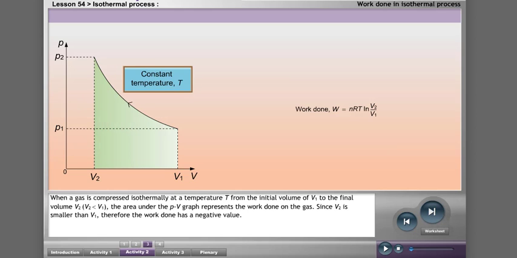When a gas is compressed isothermally at a temperature T from the initial volume of V1 to the final volume V2, V2 less than V1, the area under the PV graph represents the work done on the gas. Since V2 is smaller than V1, therefore the work done has a negative value.